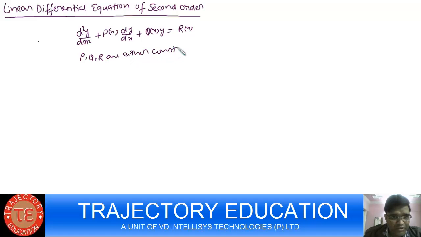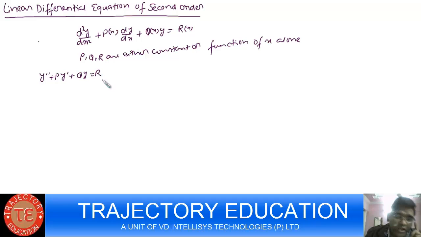they will be either constant or function of x alone. I write this as y double dash plus p y dash plus q y equal to r. Alright, so this will be the standard form.